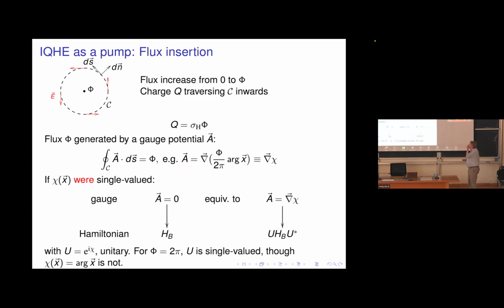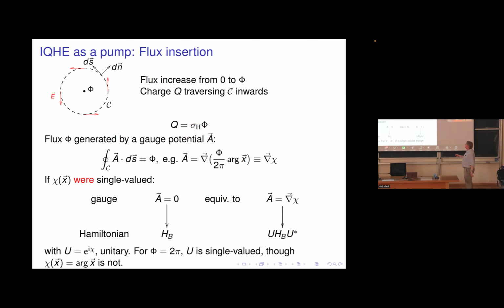And so if the flux is one quantum, let me just anticipate this, 2 pi, then you should get a charge transfer which is 2 pi sigma H, which is the quantity that's supposed to be quantized. Now let's understand how this comes about.